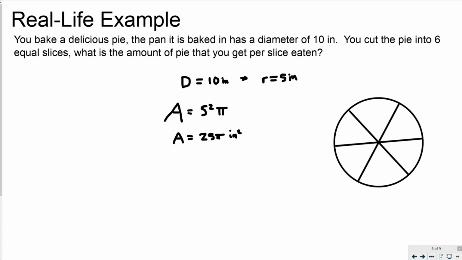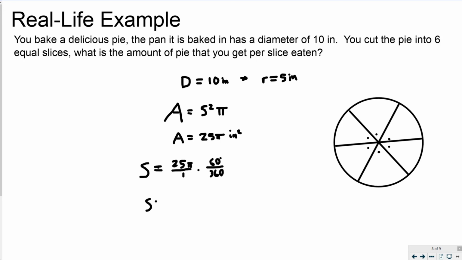Okay, what I'm going to do with that information now is I'm going to take 25 pi and put it into the sector formula. S is equal to 25 pi over 1 times x degrees over 360. We do know the actual degrees. If we take 360 and split it into 6 equal parts, we get 60 degrees. So if we take 360 and split it into the 1, 2, 3, 4, 5, 6 equal pieces, each piece is 60 degrees of the circle.